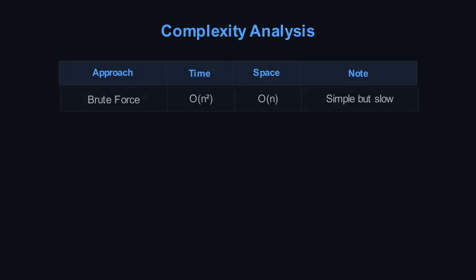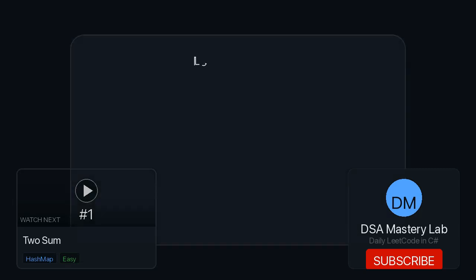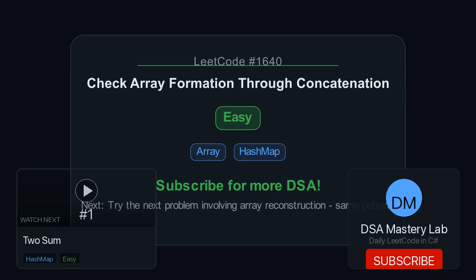This optimized approach has a time complexity of big O of n, where n is the total number of elements in ARR. The space complexity is O(P), where P is the total number of elements across all pieces stored in the HashMap. This pattern of using HashMaps for efficient subsequence matching is incredibly common. Try the next problem involving array reconstruction.